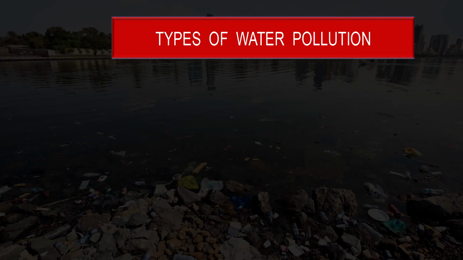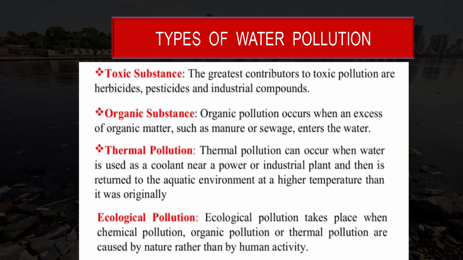Now, how many types of water pollution are there? There are mainly four types of water pollution. First is the toxic, number 2 is the organic, number 3 is the thermal, number 4 is the ecological. First we will go for the toxic. These are the toxic substances which contribute a lot to toxic pollution, and it involves mainly herbicides, pesticides and industrial compounds. The second type is the organic pollution.